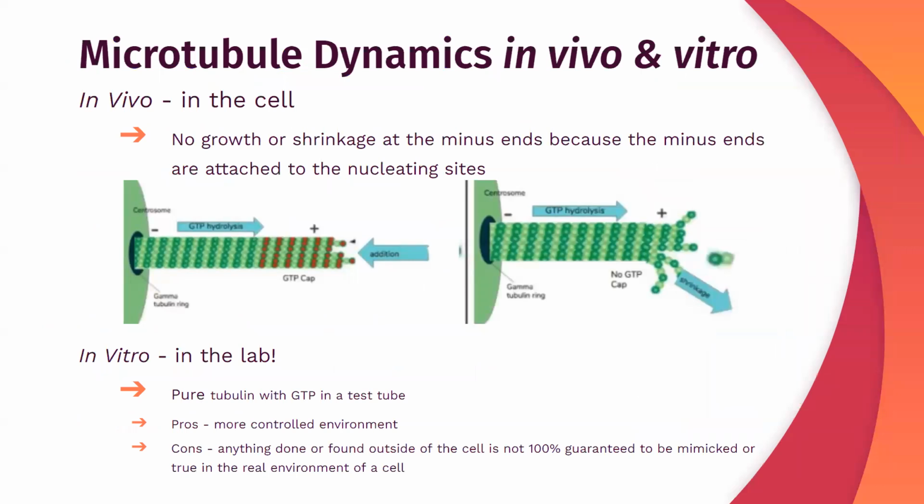Yeah, so this is kind of what I just mentioned, even though it's possible. In vitro, we would see a little bit of growth from our minus ends. We won't in vivo, in a cell, in something alive, because it's going to be embedded in our MTOC.